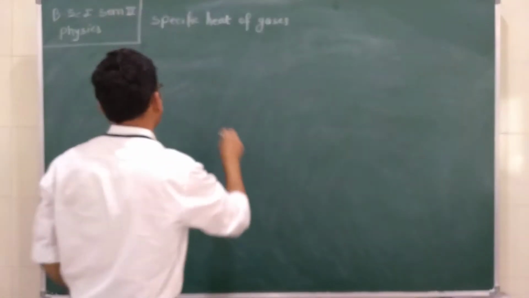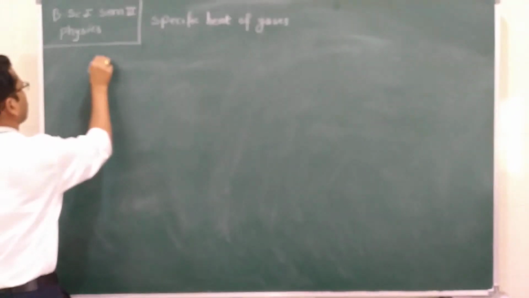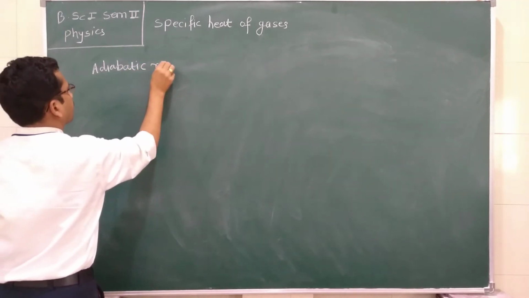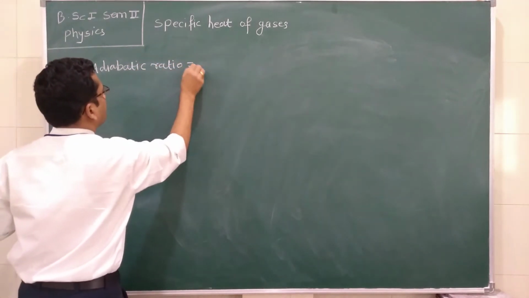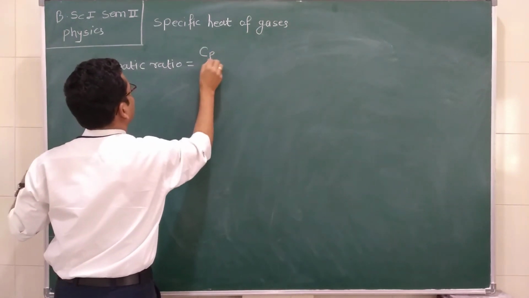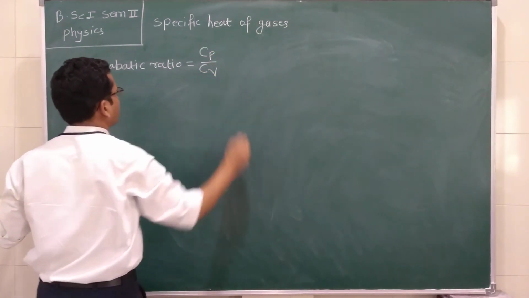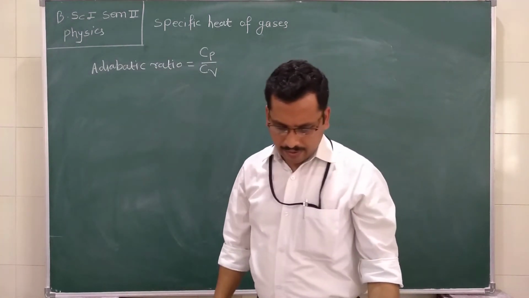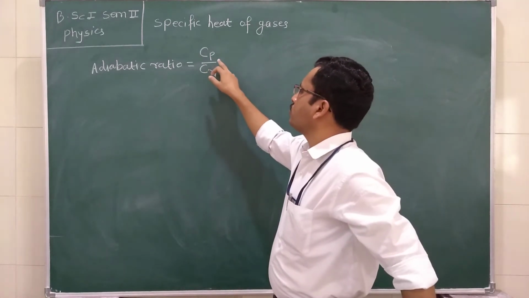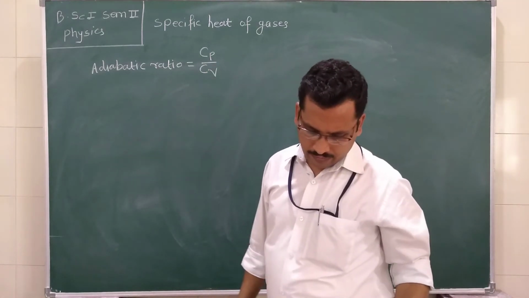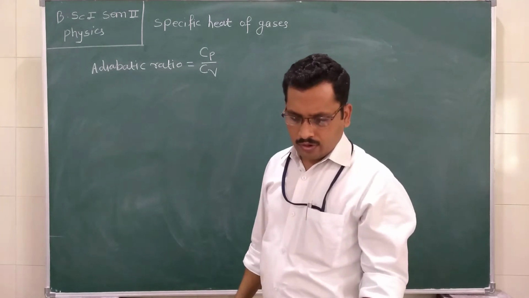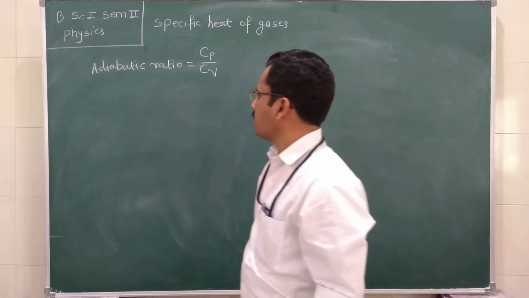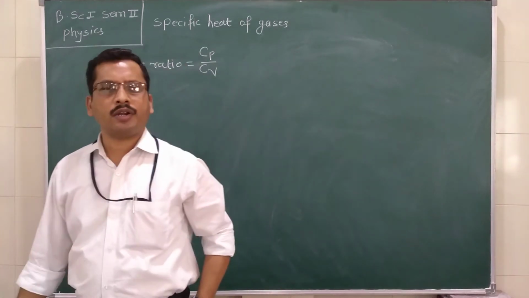So the adiabatic ratio is equal to Cp divided by Cv. So what is the adiabatic ratio? The adiabatic ratio is nothing but the ratio Cp divided by Cv. Okay, so for monoatomic gases and for diatomic gases, the values of adiabatic ratio are different.